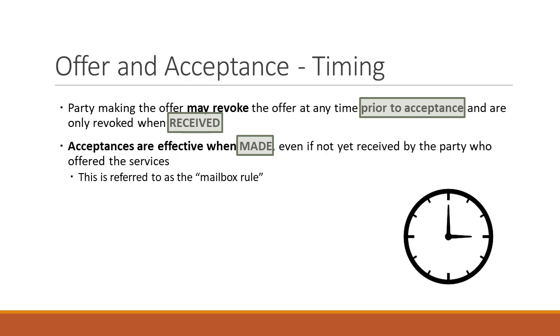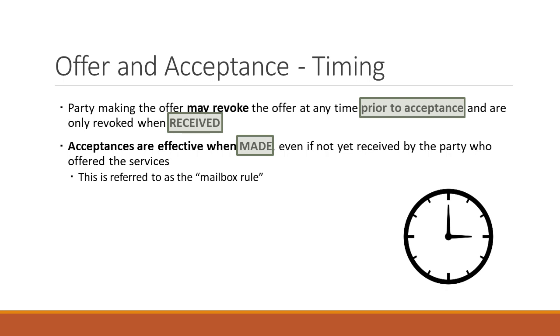Acceptances, however, are effective when made, even if the offering party didn't receive it. So let's say you snail mail this offer. It's the first of the month and you put it in the mail: $150,000 to design your house. And you mail it to the homeowner, and they receive it on the fourth of the month. Okay?